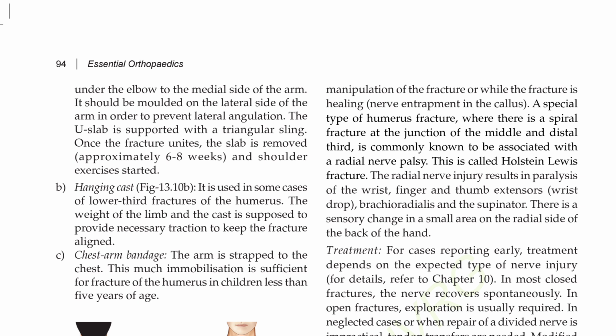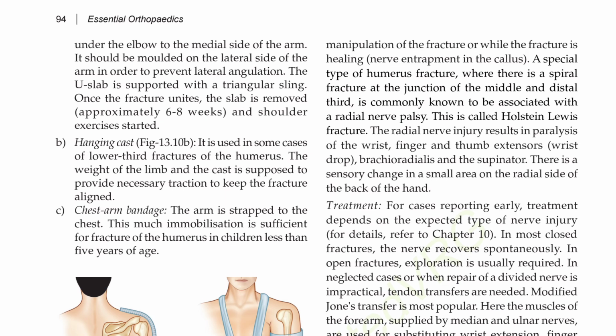A special type of humerus fracture where there is a spiral fracture at the junction of the middle and distal third is commonly associated with radial nerve palsy. This is called the Holstein-Lewis fracture. The radial nerve injury results in paralysis of wrist, finger, and thumb extensors.